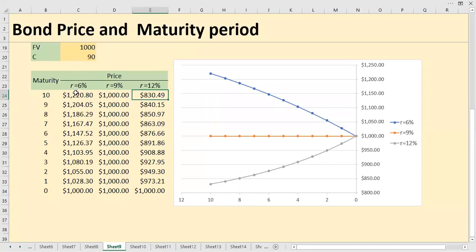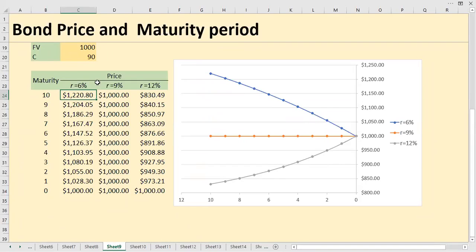Now for example, if you are at this point, you are going to buy that bond when you have 10 years of maturity, and if your required rate of return is 6%, you have calculated this value 1220. Now if the market value is less than this, only then are you going to buy it. Otherwise, your investment will not be a good one. You may be getting a loss.